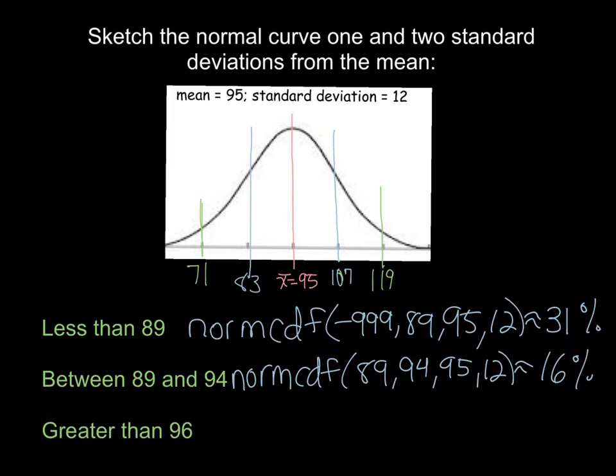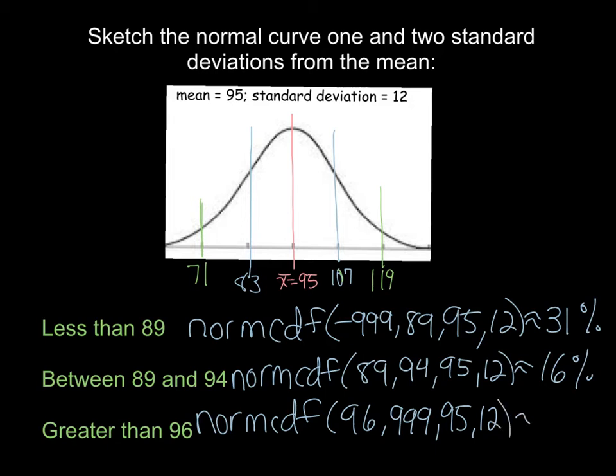Finally, we have greater than 96, so 96 is going to be our lower bound. So second distribution, norm CDF, which is number 2, 96 is my lower bound, and then any number that's bigger. Some people use 10 to the 99th power, but 999 should be sufficient. 95 is my mean, 12 is my standard deviation. You should get, when you paste this and press enter one more time, 0.4667931809, which is about 47% if we were rounding to the nearest whole percent.